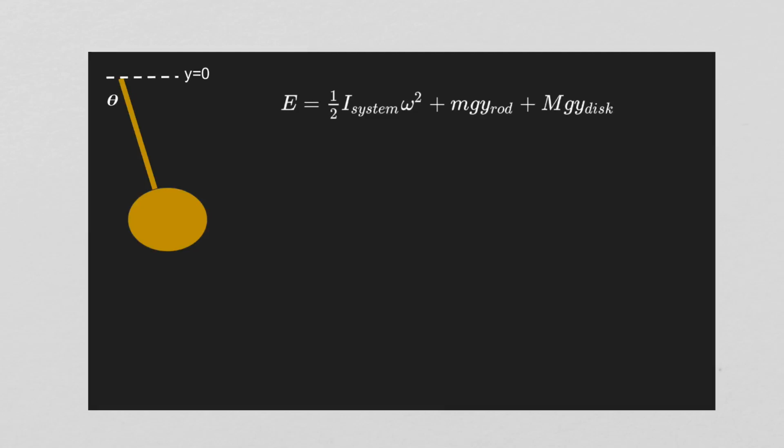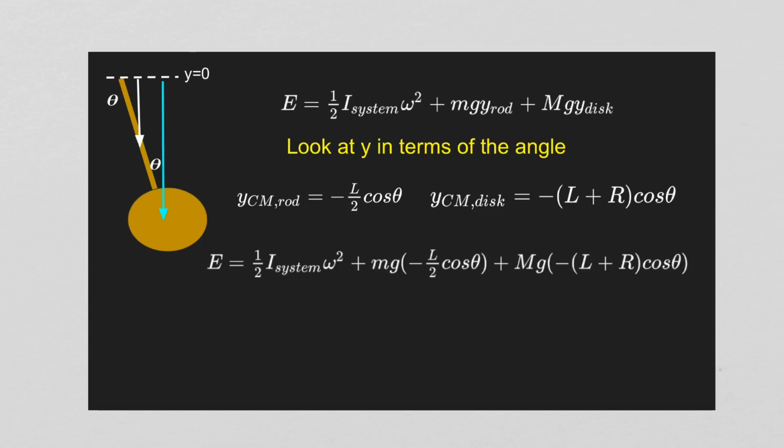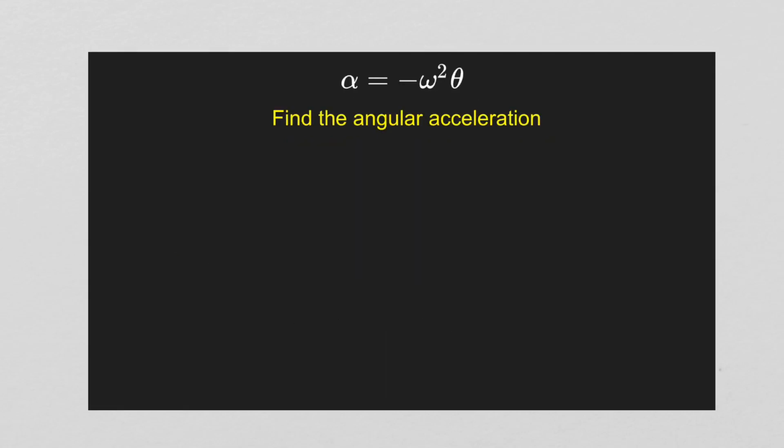Now we have thetas, we don't have y's. So let's compare this. I can find that our y center of mass for the rod and the disk are related to the cosine of the angle theta. So we'll plug this in, put these numbers in, substitute for y, that's the proper term. Okay, then we'll combine like terms.